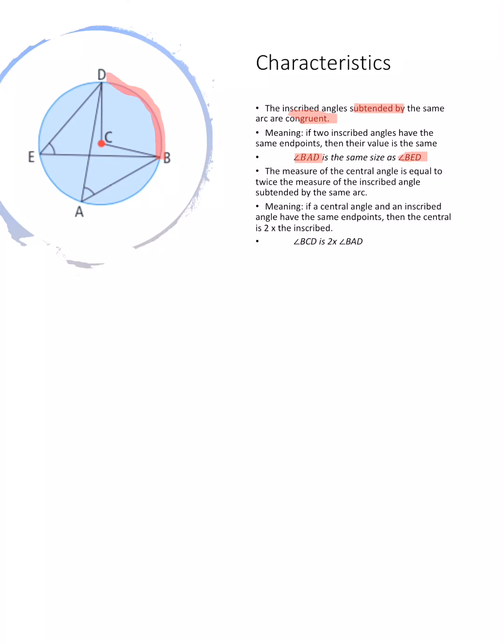So let's just quickly look at this example here. BAD, so we start at B, we go to A, and back to D, is the same size as BED. So we'll start at B again, go to E, and go to D. And so what this is saying is that these two angles here are the same value because they have the same endpoints, or are subtended by the same arc.